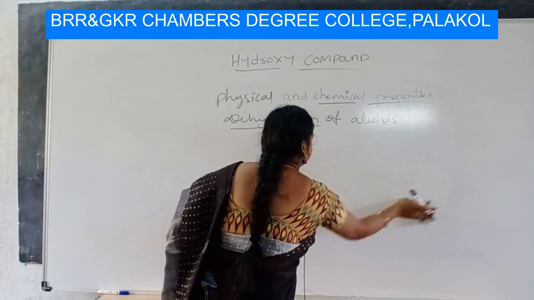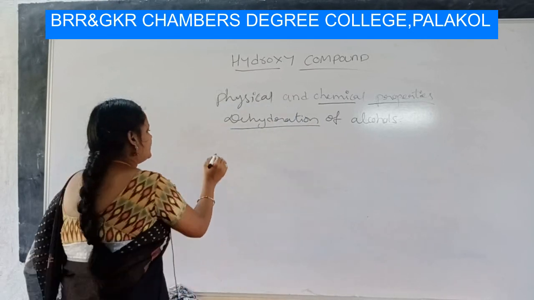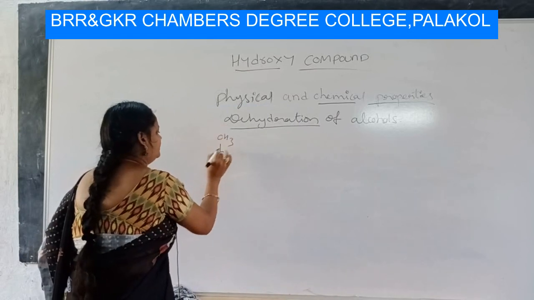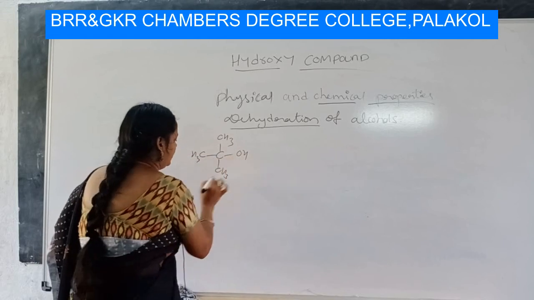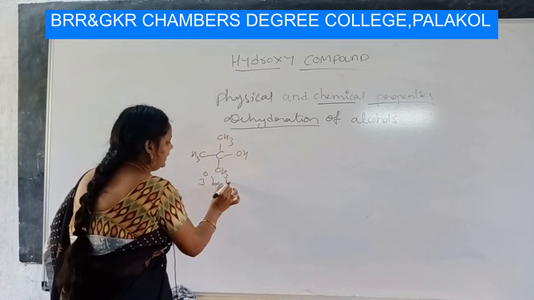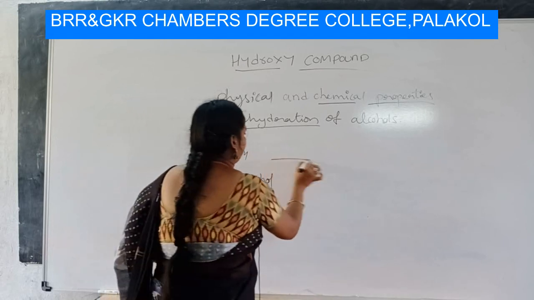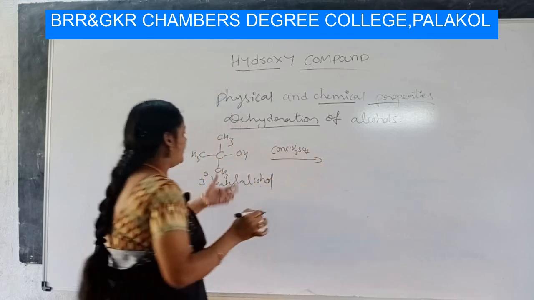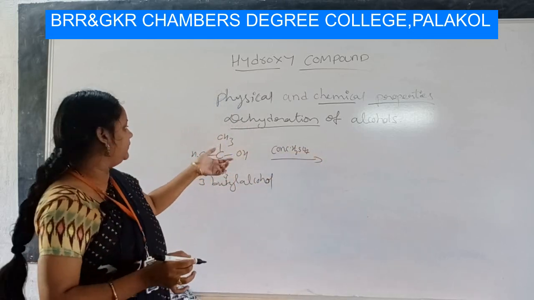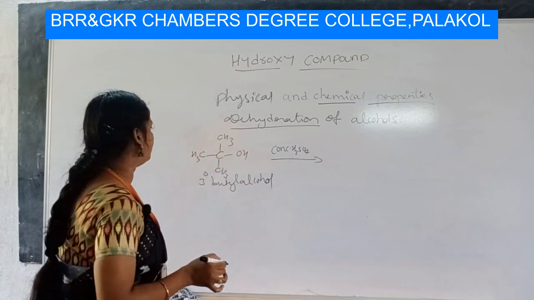Let us see about tertiary alcohols. For example, if you take tertiary butyl alcohol, (CH3)3COH, and add concentrated sulfuric acid, what happens? Water will be removed. Dehydration means removal of water by the addition of concentrated sulfuric acid.